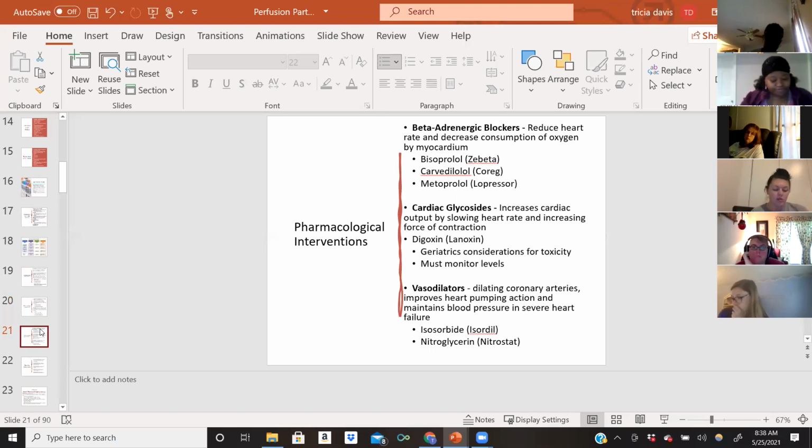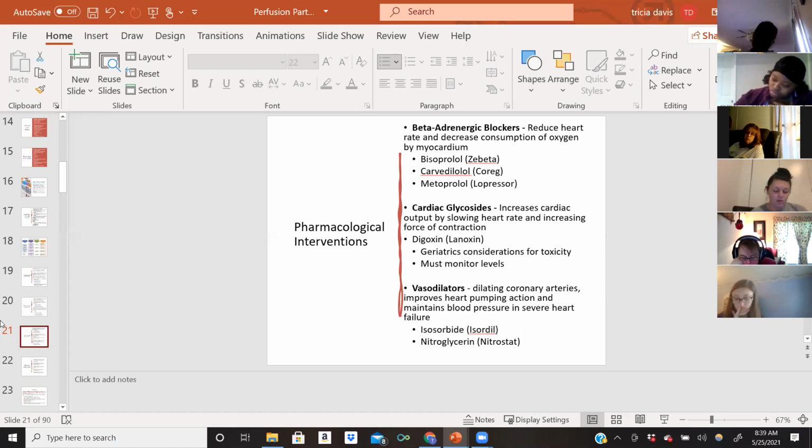We have beta adrenergic blockers, so these reduce our heart rate and decrease consumption of oxygen by the myocardium. So we can give bisoprolol, which is Zebeta, carvedilol, which is Coreg. We can give metoprolol, which is Lopressor. So metoprolol, you will see, is pretty much the gold standard for AFib, but we do use it. You do see it used in patients who have heart failure and blood pressure issues as well, but mainly we see it used for AFib.